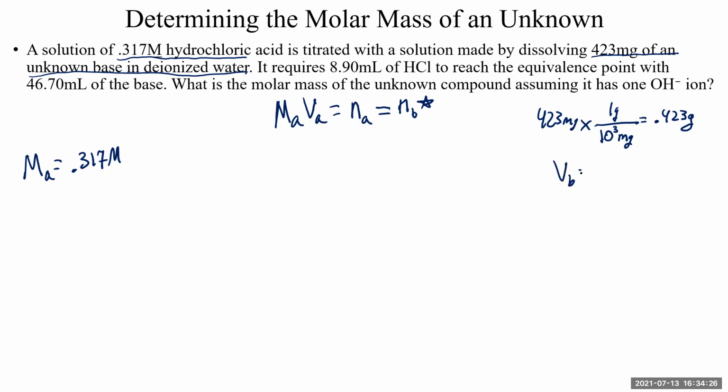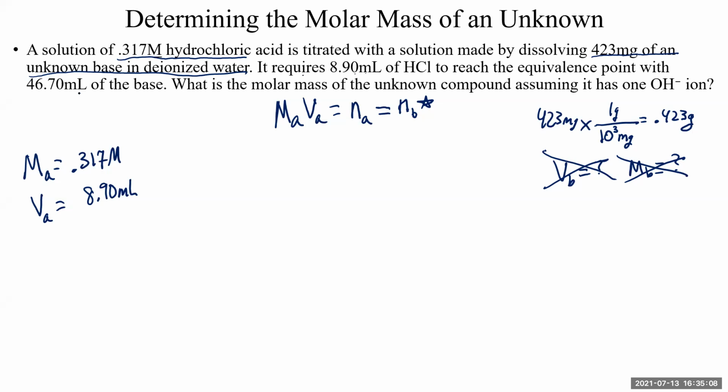So volume of base, unknown. In fact, not only unknown, but unknowable. Molarity of base, unknown, and frankly, at this point, unknowable. So the entire right side of my formula is missing and irretrievable. Okay, let's keep reading, and maybe we'll figure out what to do. It requires 8.9 milliliters of hydrochloric acid to reach the equivalence point. So that's our volume of acid equals 8.90 milliliters. To reach the equivalence point with 46.7 milliliters of the base.